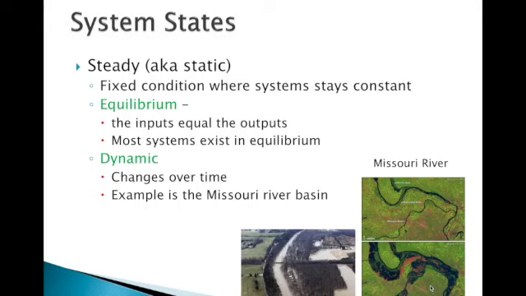Your systems can be in two different states. They can be in equilibrium, and I think I mentioned that's the state we want things in. We want things to remain steady, consistent, reliable. Or they can be dynamic. The Missouri River Basin in this slide is an example of a dynamic system state. It changes. When you have a really wet year, that river gets wider, and in dry years, that river gets narrow. So that's an example of a system that is kind of dynamic. From one year, one season to the next, it's going to change.